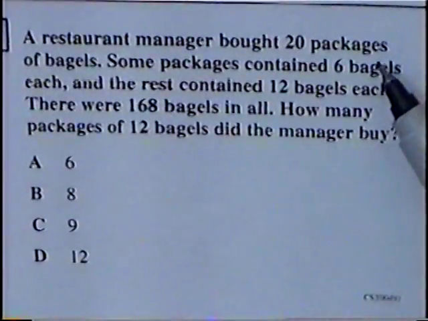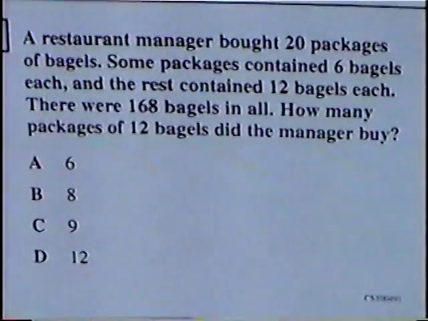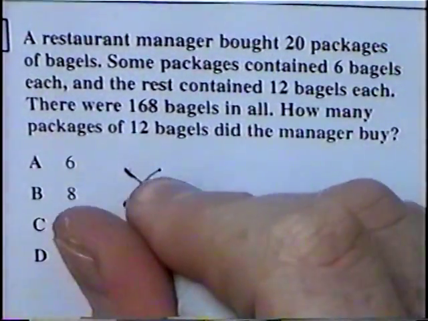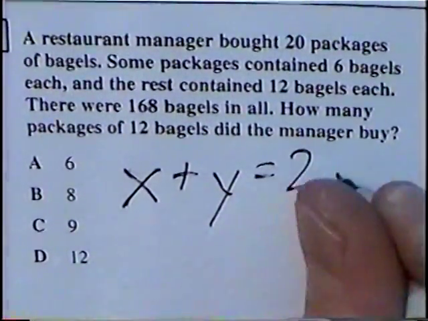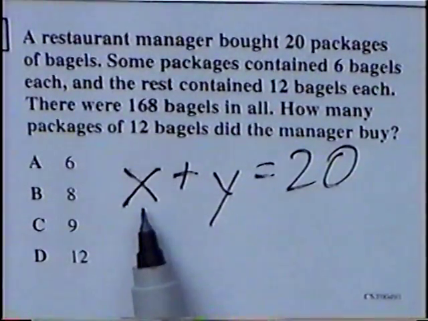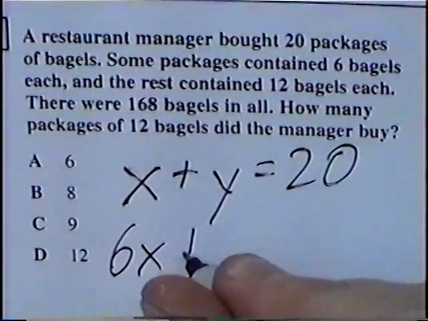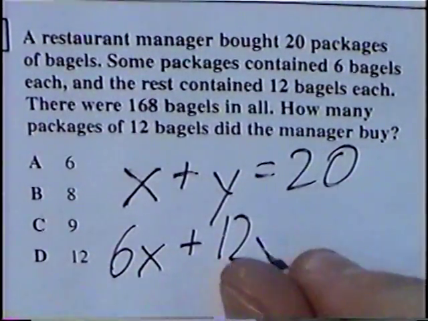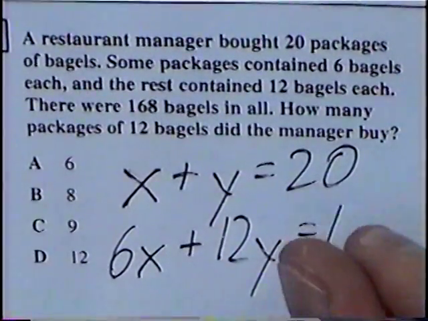The restaurant manager bought 20 packages of bagels. Some packages had 6 bagels and the other packages had 12 bagels. If we use two variables, x plus y, for the two different types of packages, the total number of packages would be 20. For the 6 bagels and 12 bagels, if we let x be the package with 6 bagels, the number of bagels would be 6 times x. And if we let y be the package that has 12 bagels, the amount of bagels would be 12 times y. The total amount of bagels is equal to 168.